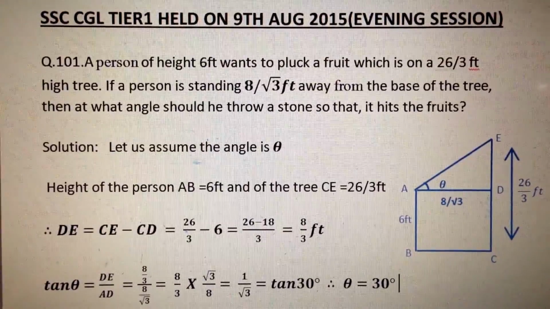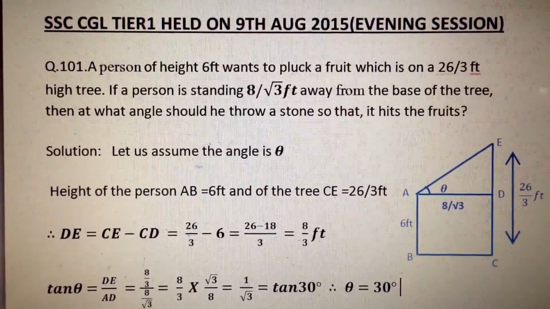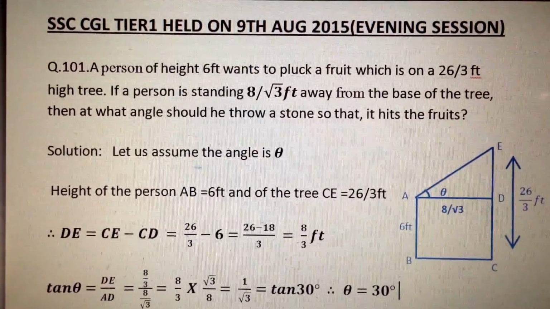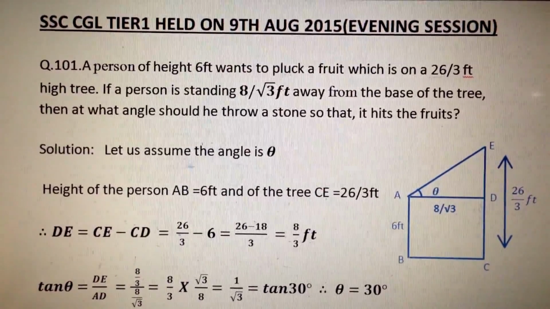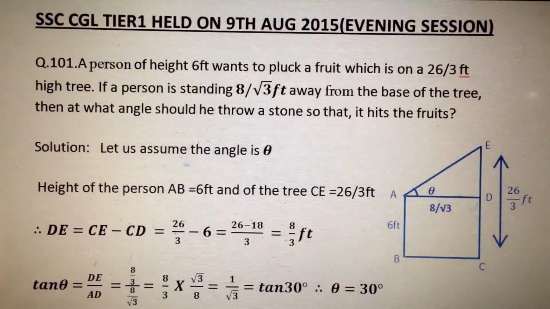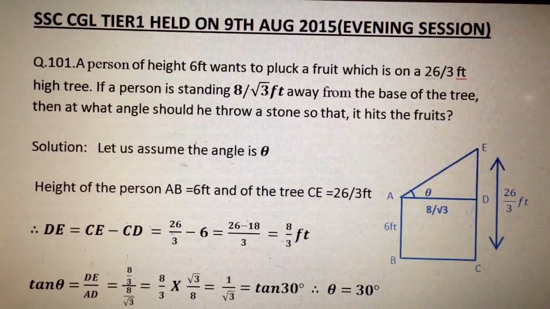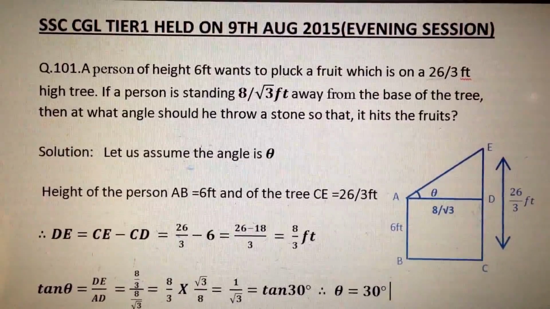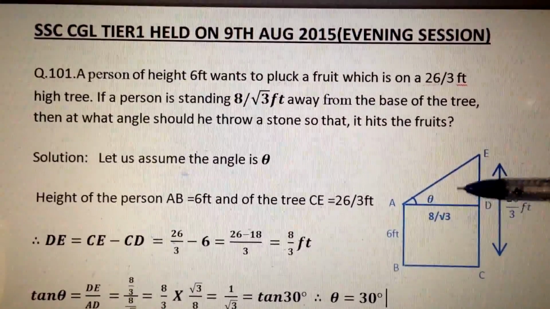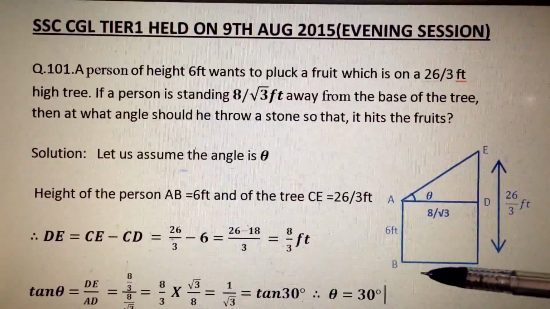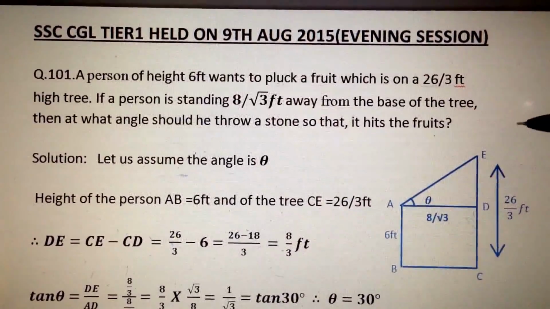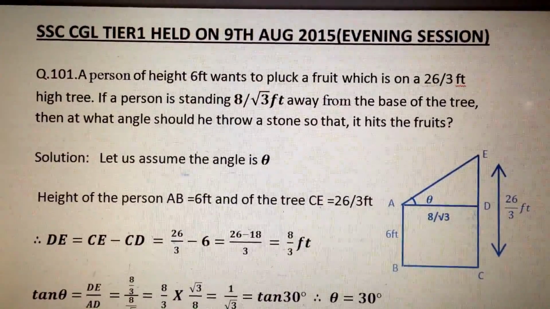A person of height 6 feet wants to pluck a fruit which is on a 26/3 feet high tree. If a person is standing 8/√3 feet away from the base of the tree, then at what angle should he throw a stone so that it hits the fruits? Here is the diagram. AB is the height of the person, which is given as 6 feet, and CE is the height of the tree, which is given as 26/3 feet.